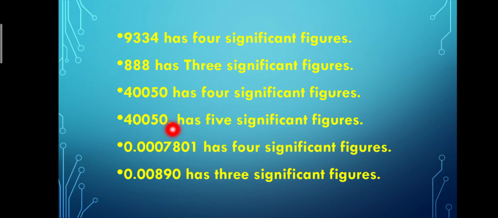40050. (with decimal) has five significant figures because the trailing zero in a whole number with the decimal shown is significant. So 40050. has five significant figures.